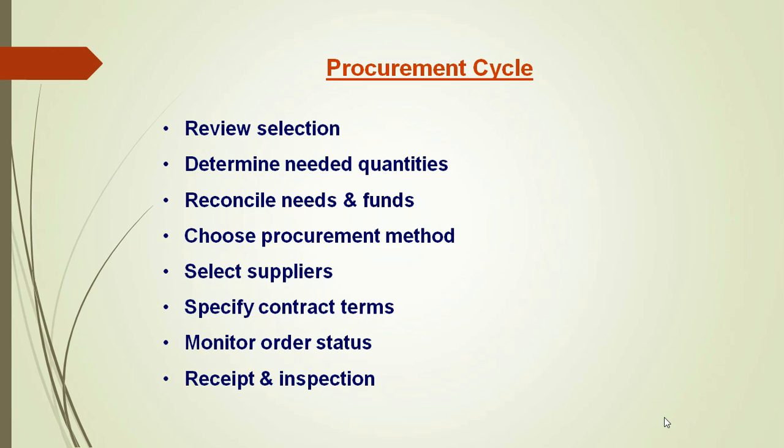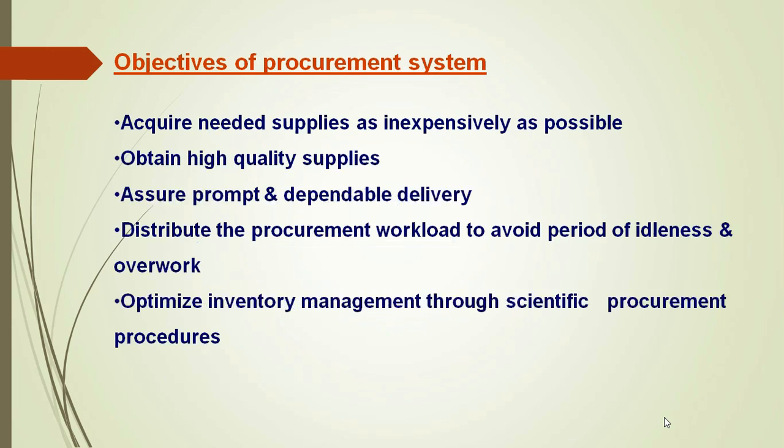Then identification of the quantity: in what quantity, at what scale we require. Then reconcile need and funds: what is the fund available with us so that we can do it within the stipulated funds. Then choose procurement methods, select suppliers, specify contract terms, monitor order status and receipt and inspection.